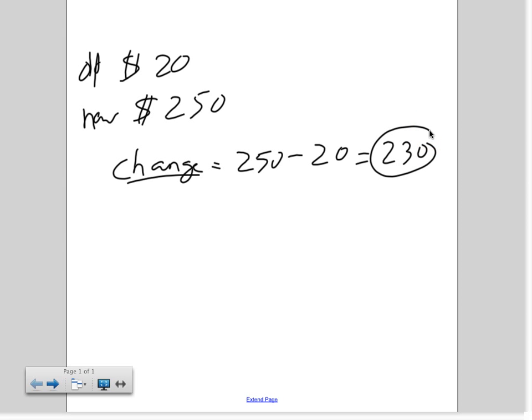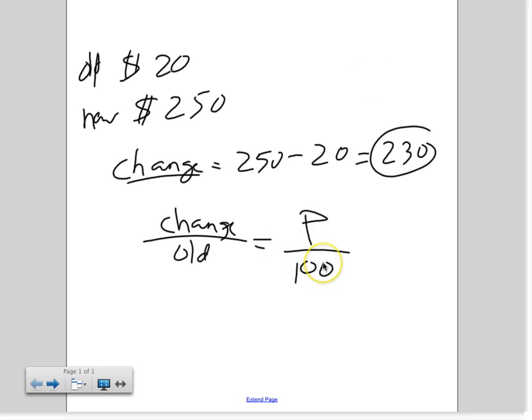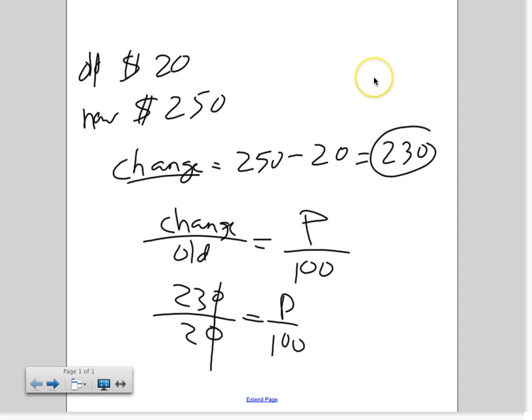Okay, let's find a percent of change. I got the change now, so I just use my percent proportion equation frame, which is change over old equals percent. So I'm going to use P for percent over 100. Let's plug in what I already have. Change is 230. Old price is 20 bucks, right? Equals percent over 100. And over here, I can simplify this by crossing out the 0 because they both share a 0. So it's 23 over 2 on the left-hand side and P over 100 on the other side.